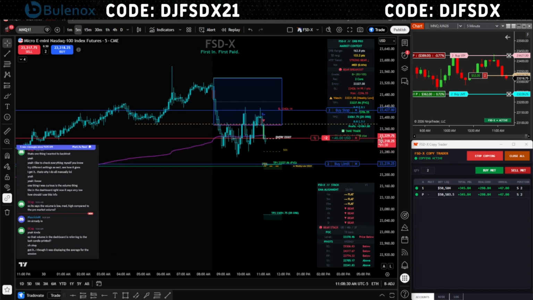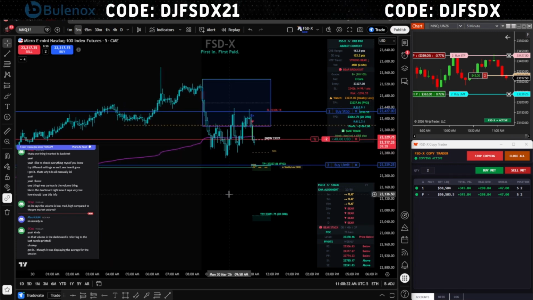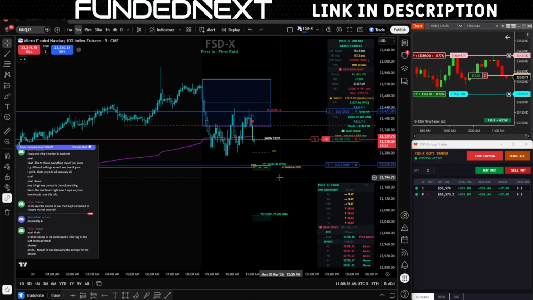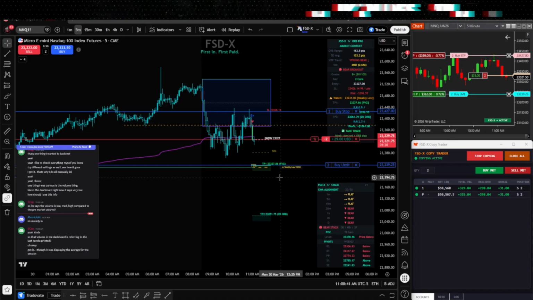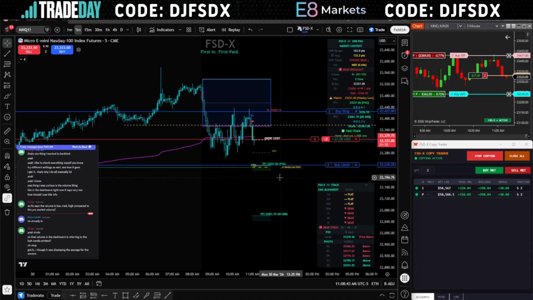God, my chart looks crazy. I think, yeah, I'm gonna go to break even pretty quickly on this one. I really don't want us to break over VWAP. That would not be good.